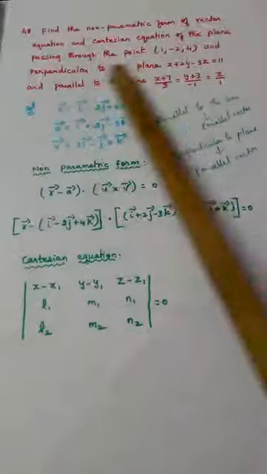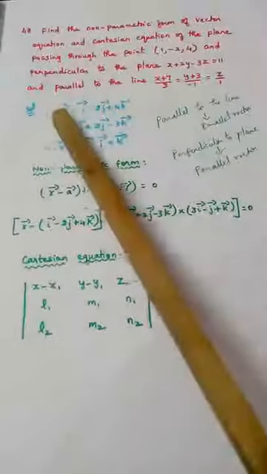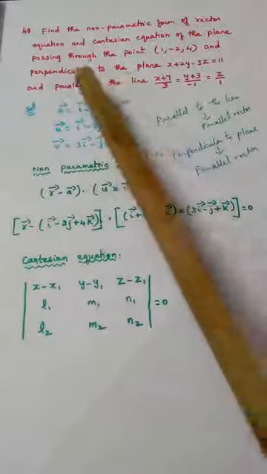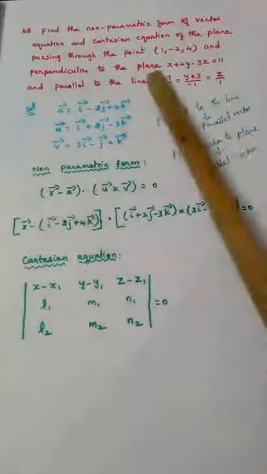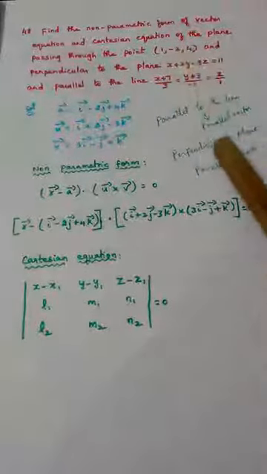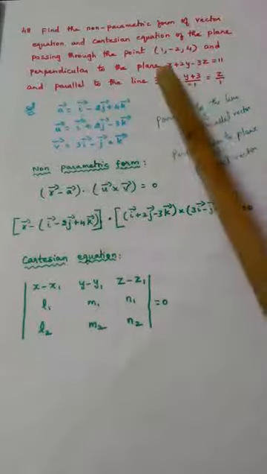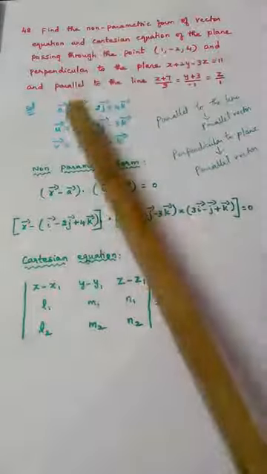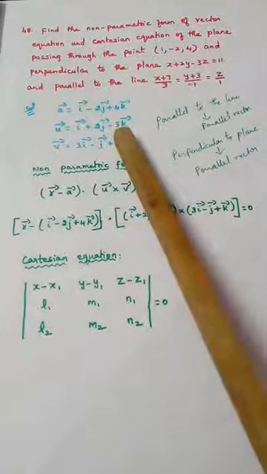If you see the question now, passing through the point, one point is directly given, so that point is taken as a vector, i minus 2j plus 4k. Perpendicular to the plane, this word comes perpendicular to the plane, a plane is given. So from that data we can take a parallel vector. How to take means just take the coefficients 1, 2, minus 3. So u vector is nothing but 1i plus 2j minus 3k.